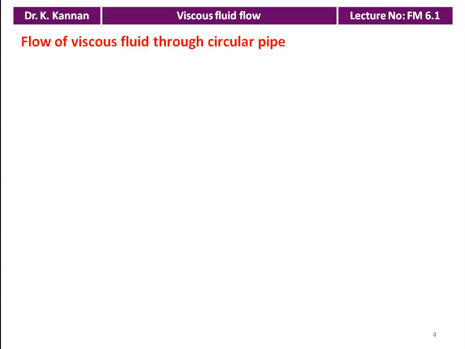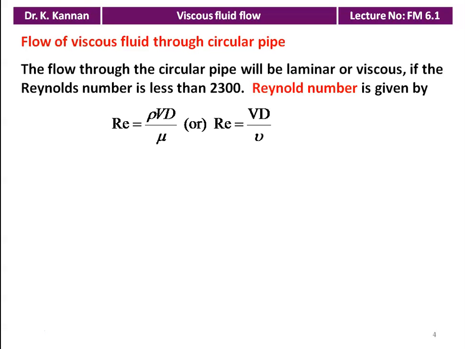And the flow of viscous fluid through the circular pipe. The flow through the circular pipe will be laminar or viscous if the Reynolds number is less than 2300. For circular pipe, the Reynolds number is given by Re equal to rho V d by mu, or Re equal to V d by nu. V is the average velocity of the fluid, D is the diameter of the pipe and nu is the kinematic viscosity. So, remember the Reynolds equation. Frequently we will be using the Reynolds equation for solving problems, not only in fluid mechanics, even in heat transfer in the higher semester.